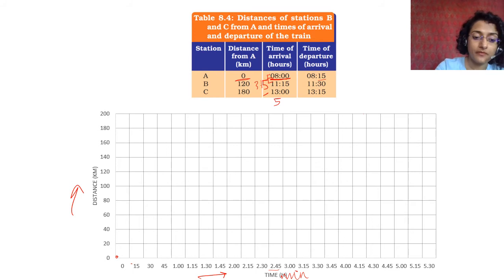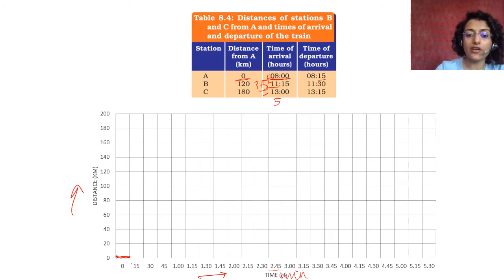So at point A, it stays for 15 minutes. Okay. It stayed at station A for 15 minutes. After a while, at 8:15, it started to move. And with this, we have to assume that it is moving at a constant speed. Okay, at 8:15 it moves, and at 11:15 it reaches B.